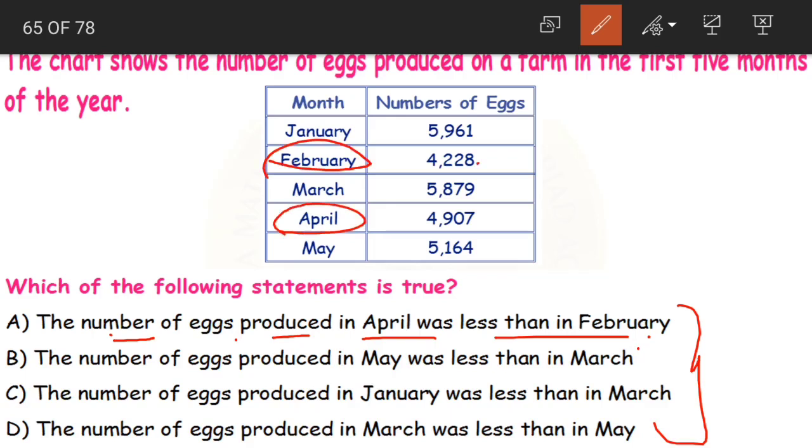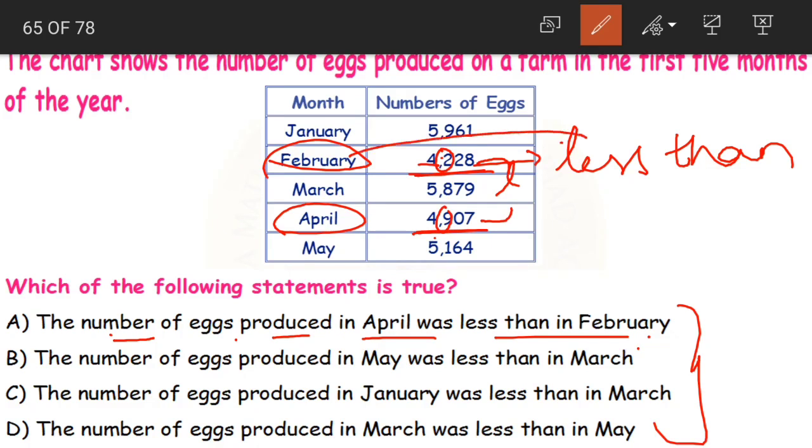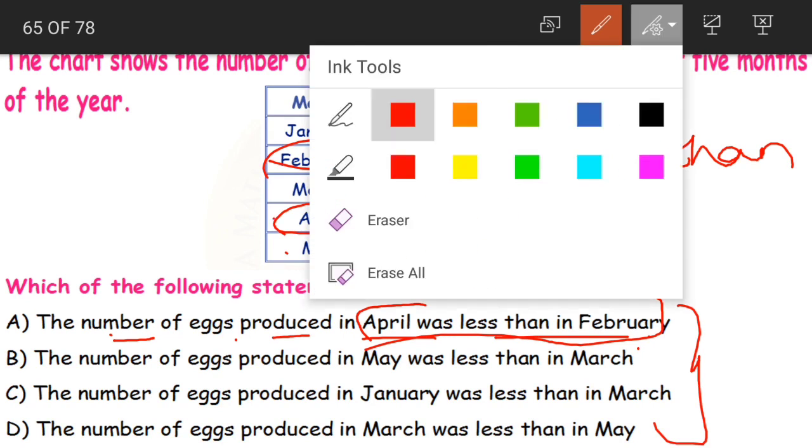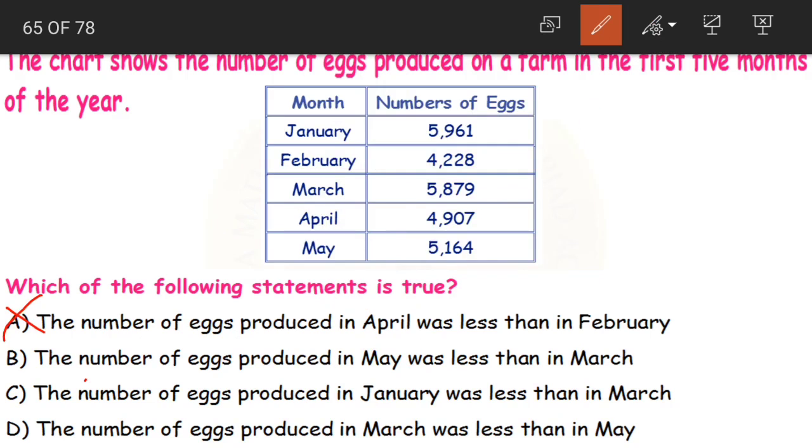April, February. If we compare April and February, 4 and 4 the same, so we'll go with the next place, that is hundreds place, 2 and 9. Yes children, 2 is less than 9, so 4228 is less than 4907. Now what is this? In February it is less than April, but what are they saying? April was less than February. Is it true? No, February is less than April. So, first statement is false.